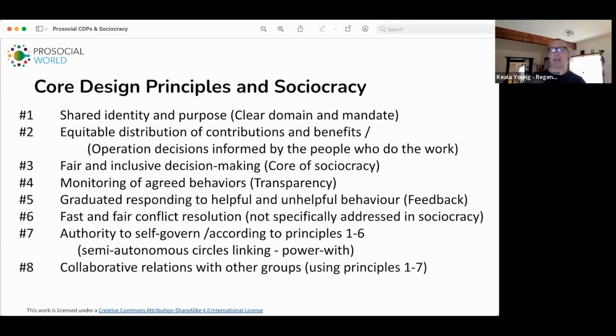This particular slide speaks to the way that prosocial and sociocracy are complementary. The first piece, and these aren't necessarily sequential in order, is that there's a very important need to have a shared identity and purpose for a group, for any size of group or any commons area. And the domain of that shared identity may actually be a smaller group, like a subgroup, where there's that clarity.